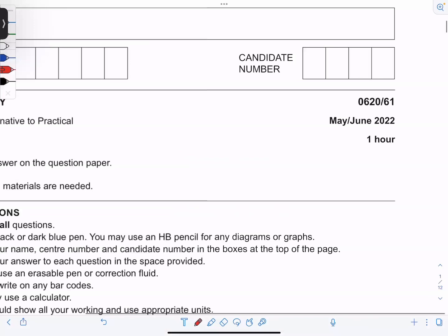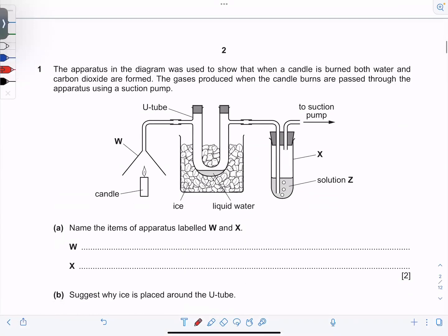In the first question, he's asking you about this experiment. The apparatus in the diagram was used to show that when a candle is burned, both water and carbon dioxide are formed. The gases produced when the candle burns are passed through the apparatus using a suction pump.